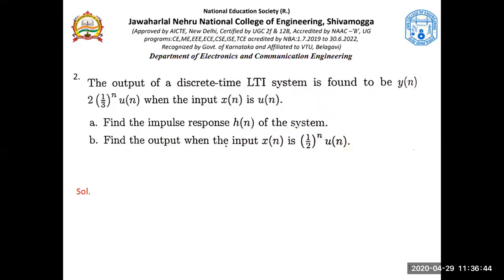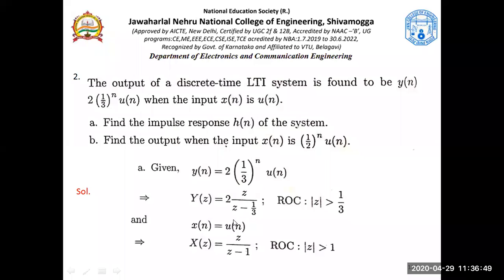Okay, so let's take this. What is given? Y of n, the output, is given to be 2 into (1/3)^n u of n. What is the z transform of this? So positive time sequence is there, right? What is the z transform of this? This is 2 into z by z minus 1/3 with region of convergence outside the circle with radius 1/3. Why is it outside the circle with radius 1/3? Because it is a positive time sequence.